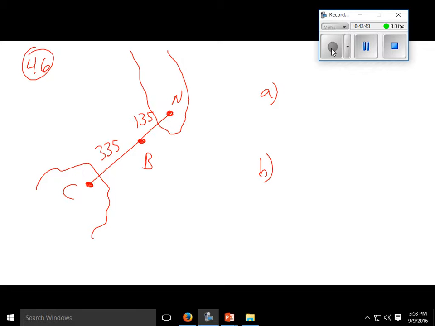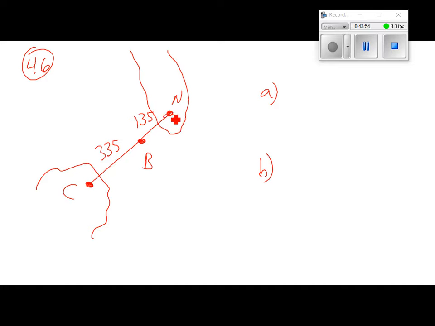46, a cruise ship leaves port in Naples, Florida. So supposed to be starting here. I got mine a little too far inland, but it leaves from Naples, Florida, en route to Cancun, Mexico. The map shows the ship's position at 3 different points during the cruise. Point N represents Naples, point B represents the approximate position after 5 hours, and point C represents Cancun. So they're saying that it took them 5 hours to get from here to there.